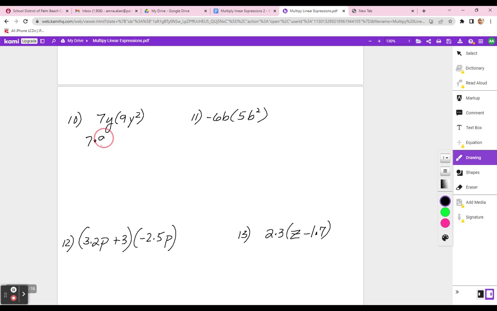So that's the same thing as 7 times 9 times y to the first times y squared. So that's 63y to the third. All right, so this is the same thing as -6 times 5 times b to the first times b squared. Again, when there's no power, it's automatically understood to be to the power of 1. -6 times 5 is -30. Keep the same base b and just add the exponents. 1 plus 2 is 3.